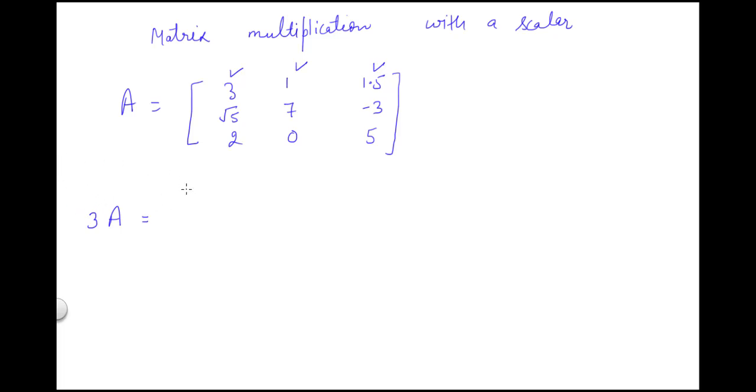We will get 3 3s are. That means we have to multiply each entry, each element or the value in the matrix with this scalar number. So 3 3s are 9, 3 1s are 3, then 3 multiplied with 1.5 is 4.5, then 3 square root of 5, then 3 7s are 21, 3 and minus 3 will give us minus 9, 3 into 2 will be 6, then it is 0, and 3 5s are 15. So this is the answer of this matrix.